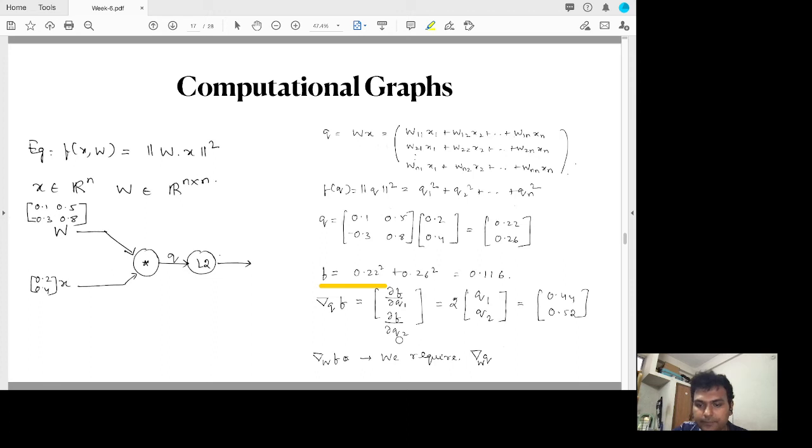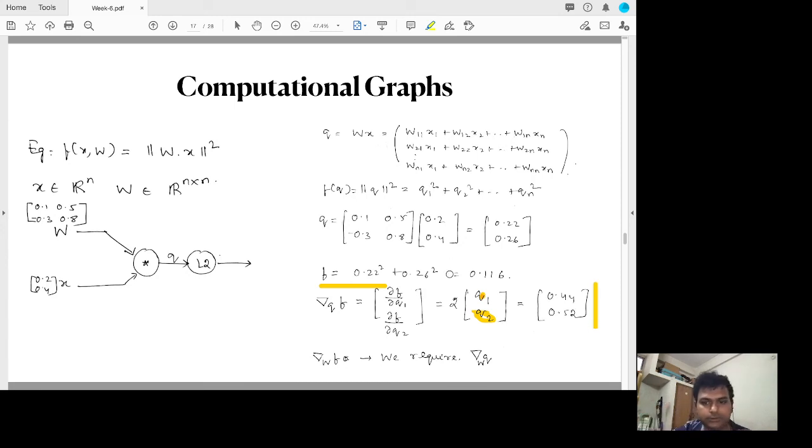Here, q is 2 dimensional, and you take the derivative of the function with respect to both of them individually. Since f of q equals q1 square plus q2 square plus dot dot up to qn square, when you take the partial derivative of f with respect to q1, all you will get is 2 q1, and dou f dou q2 would become 2 q2. These values are given, so it is just 2 times this particular value, which is 0.44 and 0.52. Till this much is clear, right?